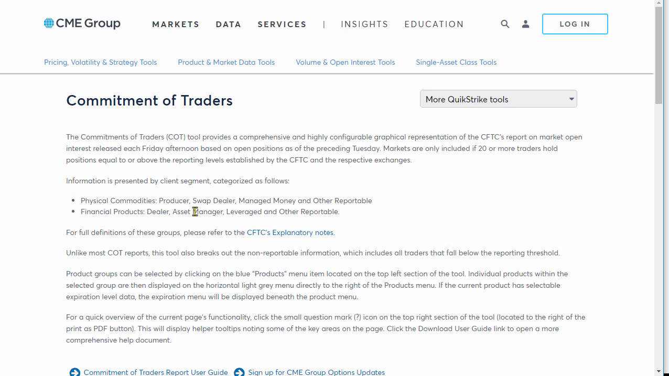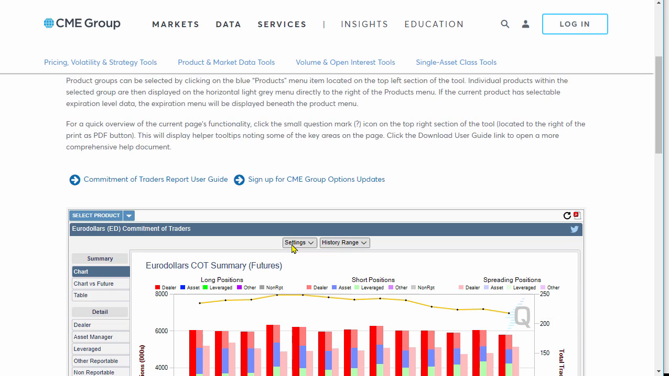As you can see, there are different players. You've got producers in commodities, so you've got producers, swap dealers, managed money, and other reportables. Whereas in financial products, you've got a dealer that's effectively holding the other side of the market. You've got asset managers, leverage managers, and so on. So let's just scroll down.